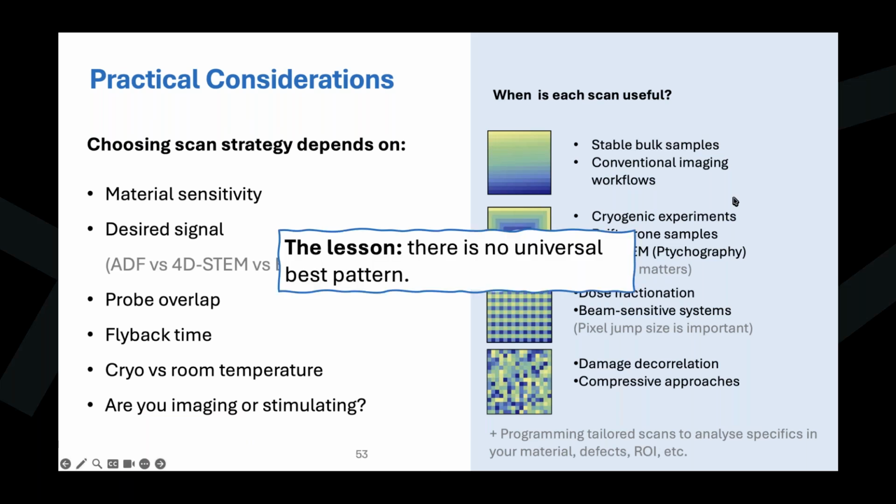So again, the lesson is there's no universal best pattern. They all have very good advantages for many different materials. We're getting surprised by how sometimes a spiral is very good for us. And that's why the point of this webinar is for other people as well to try out different scan patterns and see how that affects your materials, whether that is avoiding beam damage entirely, or perhaps you are also trying to move things under the electron beam.